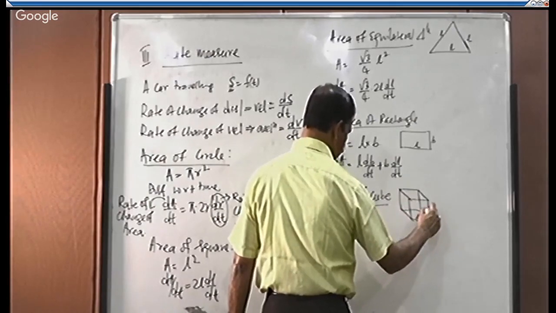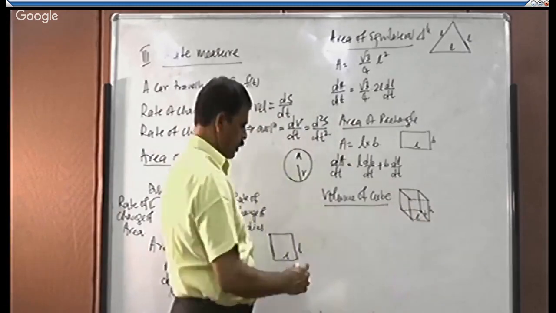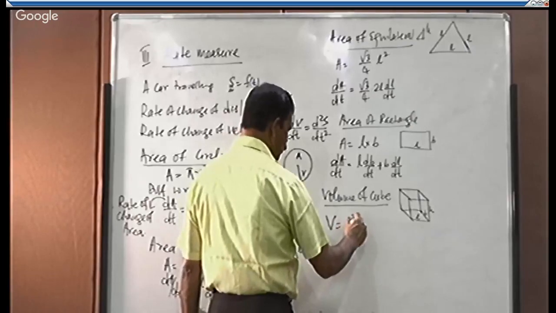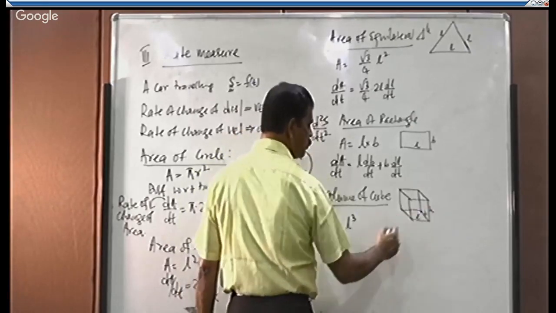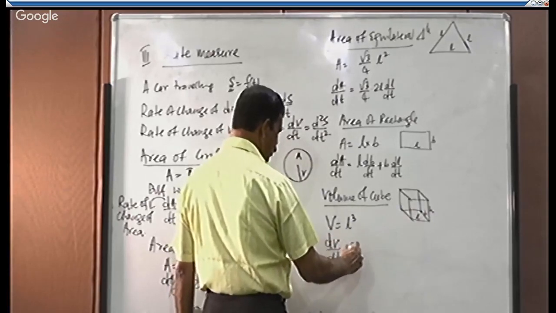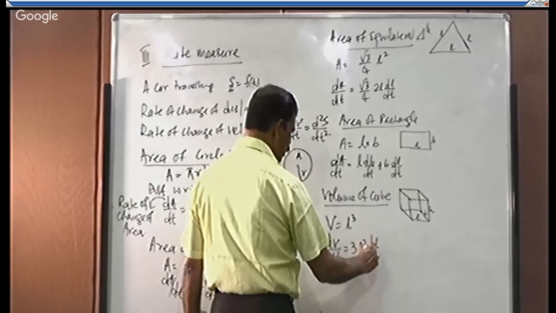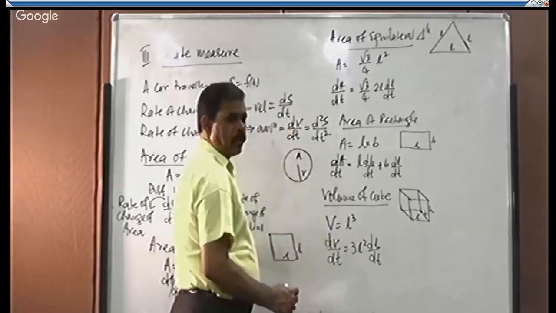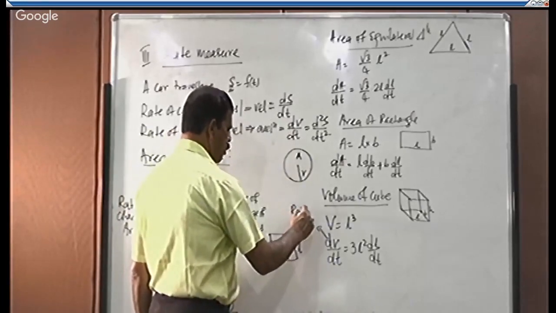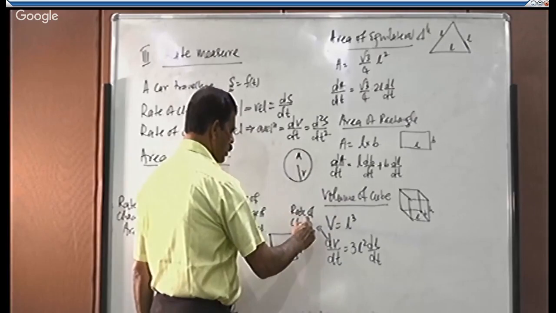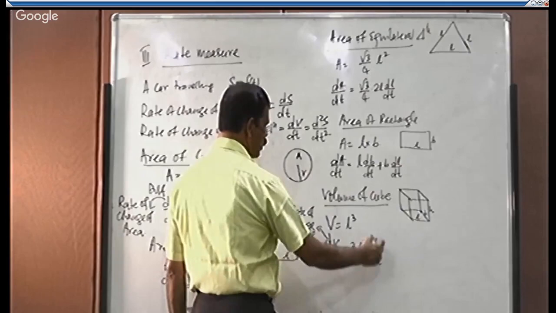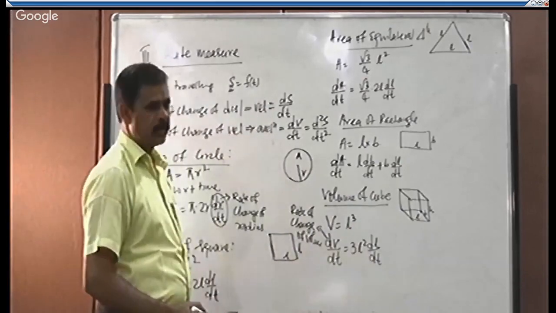Length into breadth into height, all are same. Therefore, volume of cube is equal to L cube. Length is equal to breadth is equal to height. Differentiating, we get dV by dt is equal to 3L square into dL by dt. dV by dt is what? It is said to be rate of change of volume. dL by dt is the rate of change of each side. Right?